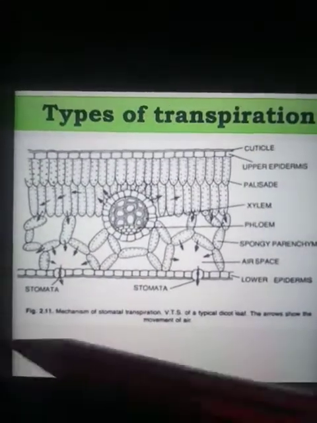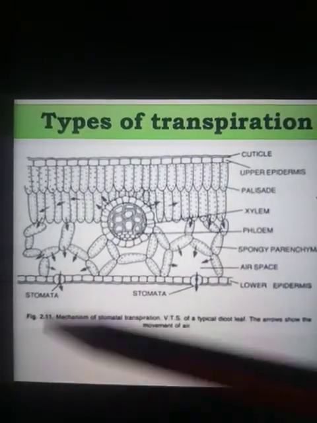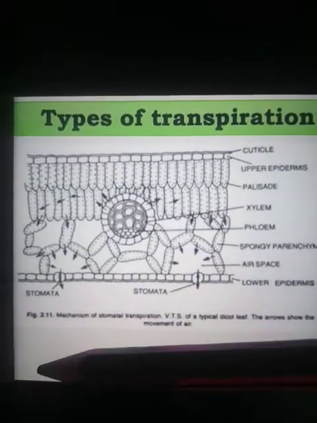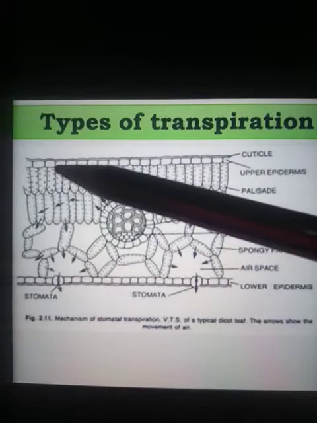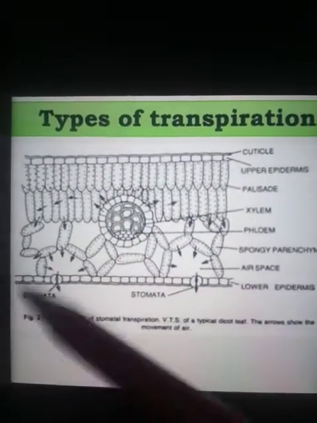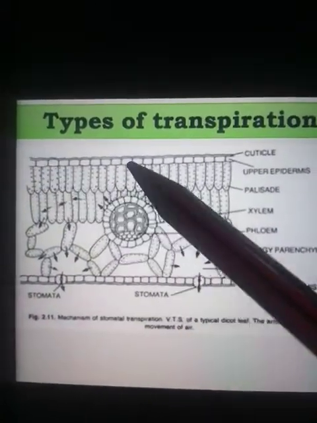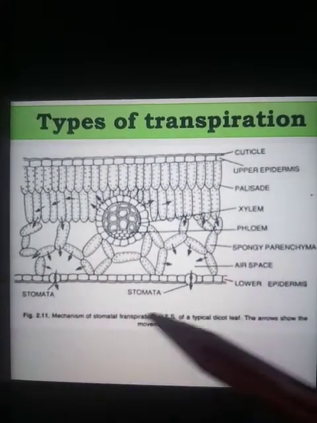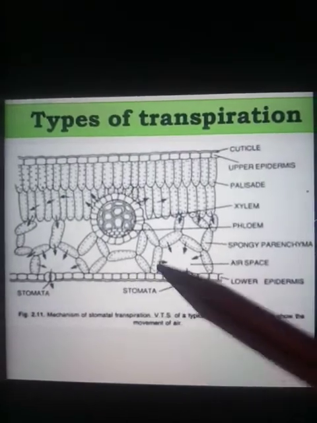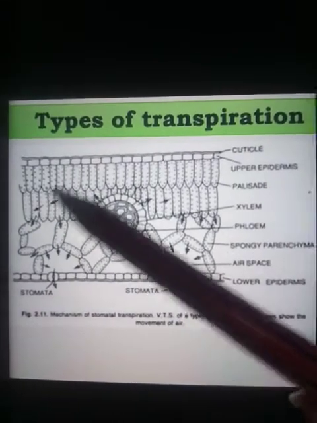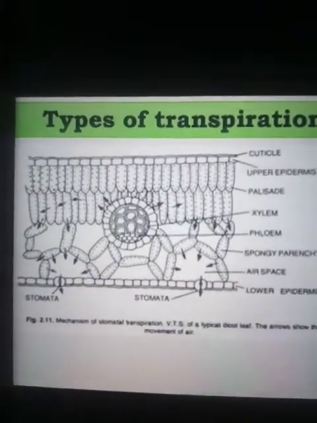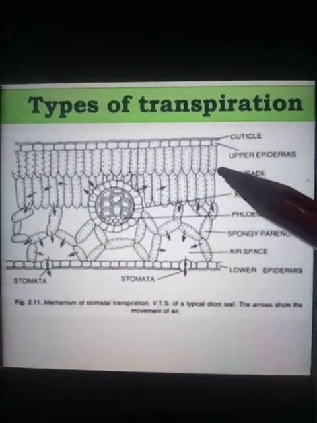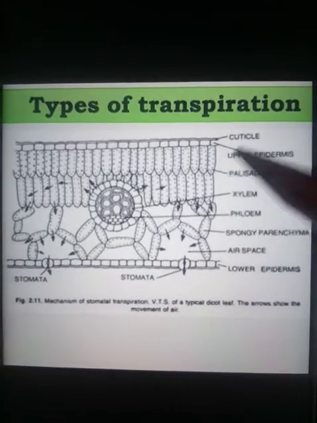You know that water enters inside the plant, in the xylem of the plant, through the absorption by roots by the process of osmosis, and it reaches to the veins. Veins are present inside and it reaches to all the cells. Suppose this is a cross section of a typical dicot leaf, and here the arrow will show you how the transpiration is taking place. See, the upper portion of this is known as a cuticle, and then comes the epidermis.